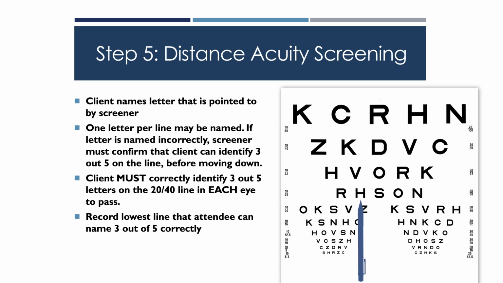They must get 3 out of 5 letters correct before you move them down a line. If they cannot get 3 out of 5 letters correct, you will move them up a line and see if they can get the majority, or 3 out of 5, correct on that line. If they can, that will be their acuity score. Again, mark down what is on the right side of the chart, whether it be 20/40 or 20/63.